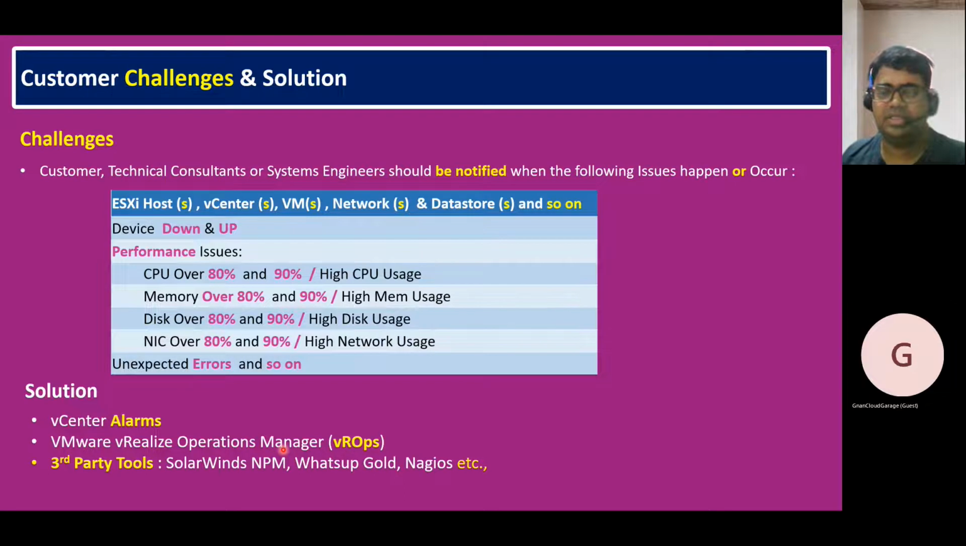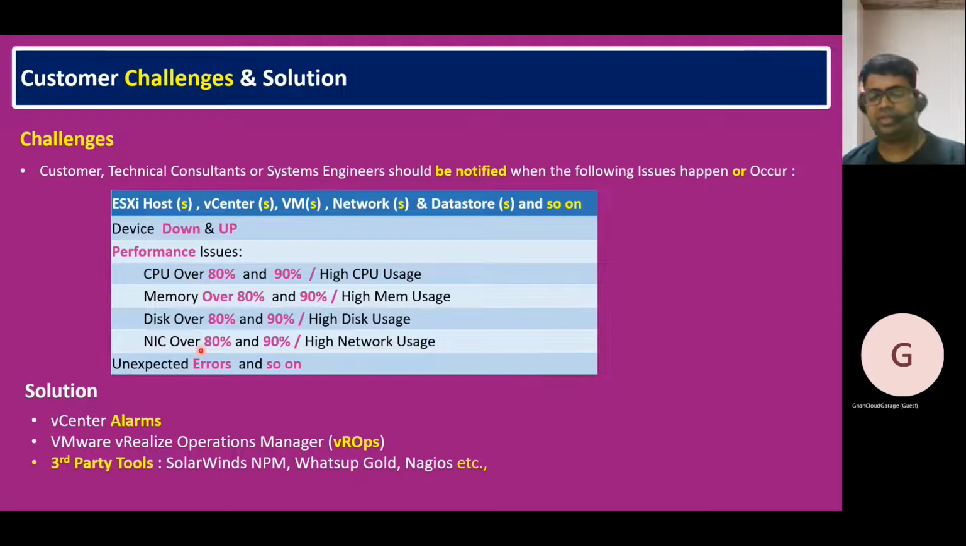Some organizations and some customers may prefer to go with third-party tools as well. So here I have given three high-level monitoring tools: SolarWinds NPM (Network Performance Monitoring), WhatsUp Gold, Nagios, etc. These third-party tools are also capable of monitoring the virtual infrastructure. When any device is down, they will send a notification, and similarly for performance issues.